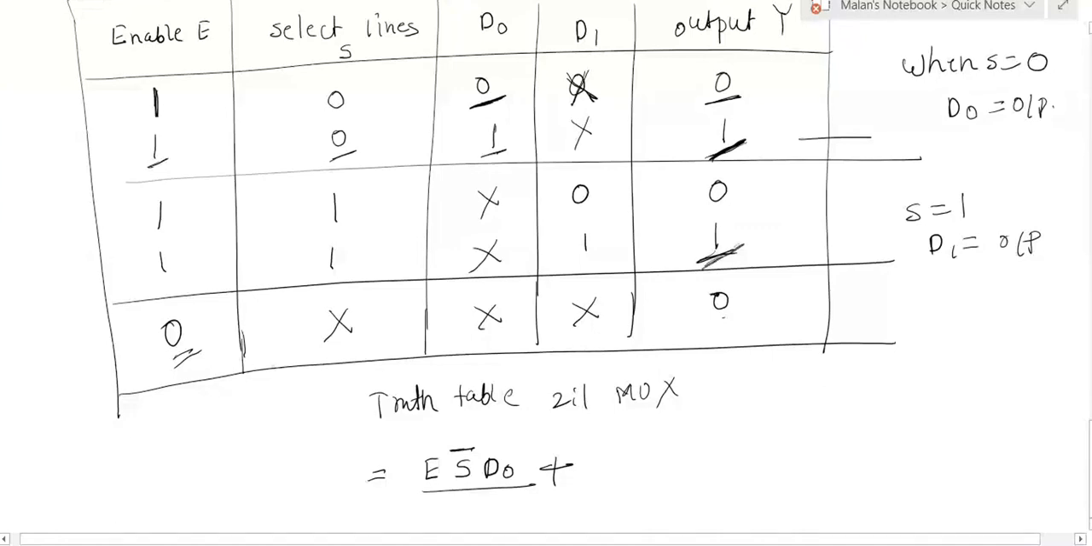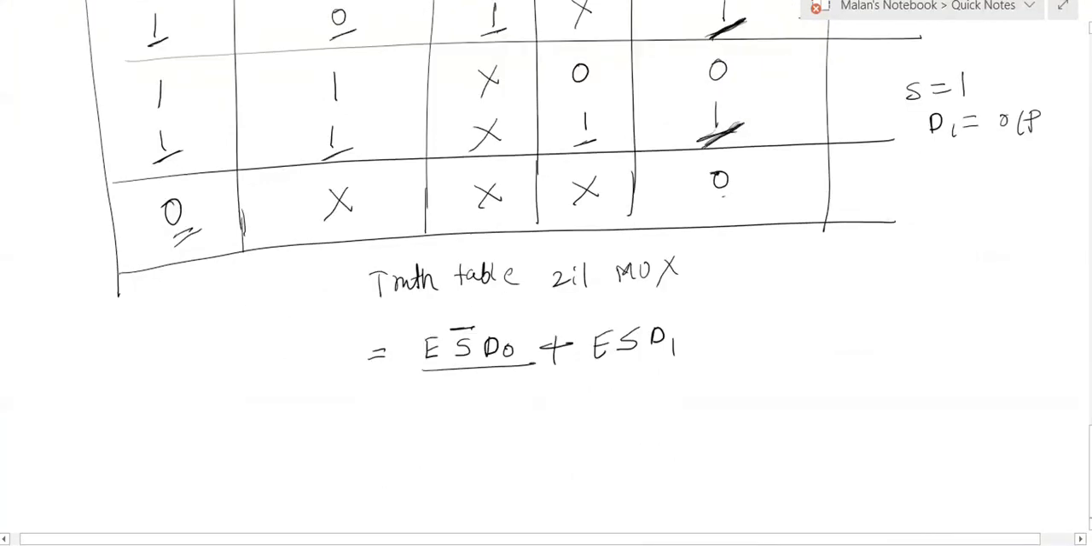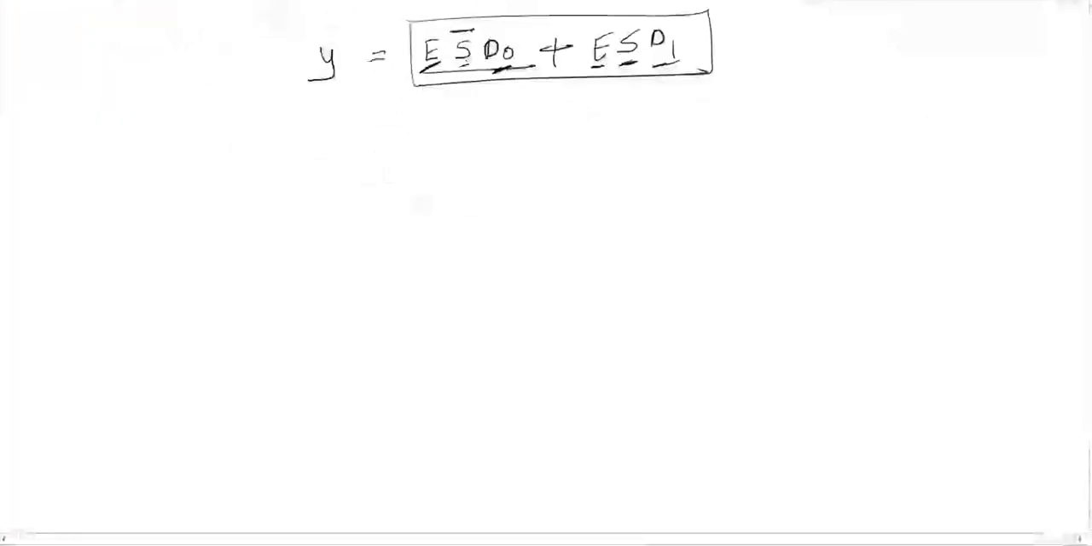Similarly, I have to identify the term represented by the second output. Now the term represented here is E, then S, and the third one is D1. This is the expression. Now this expression we can implement by using different gates, and we can design the logic by using the logic gates.